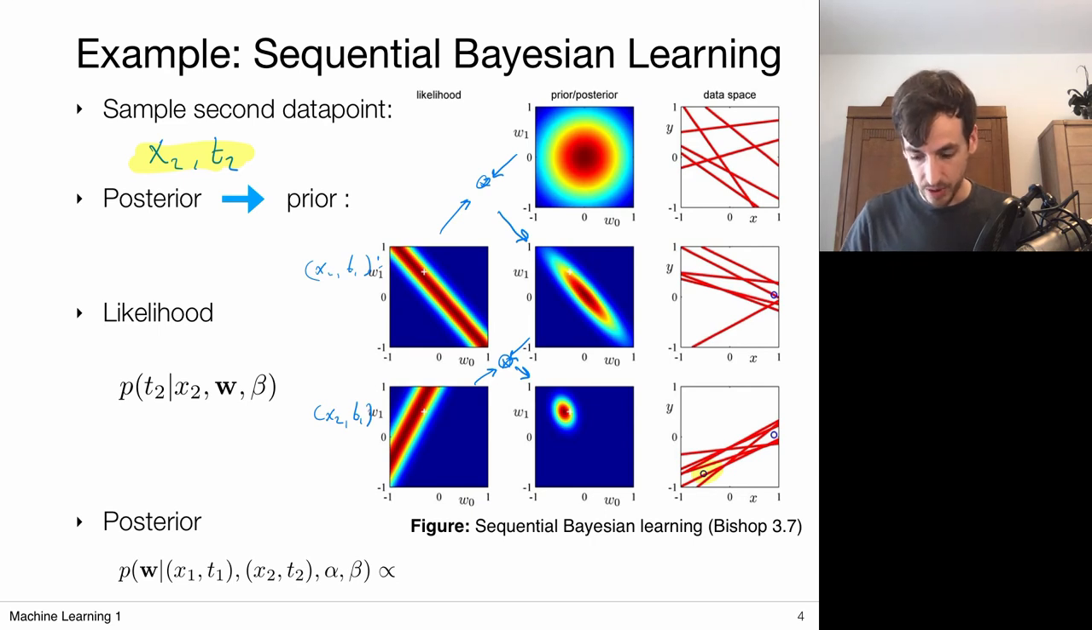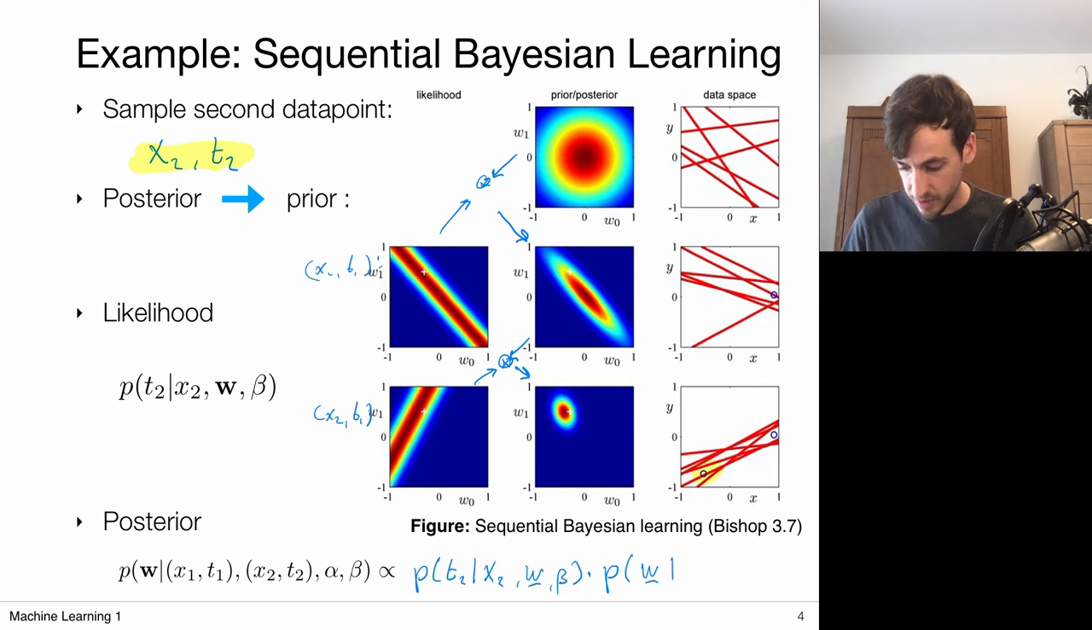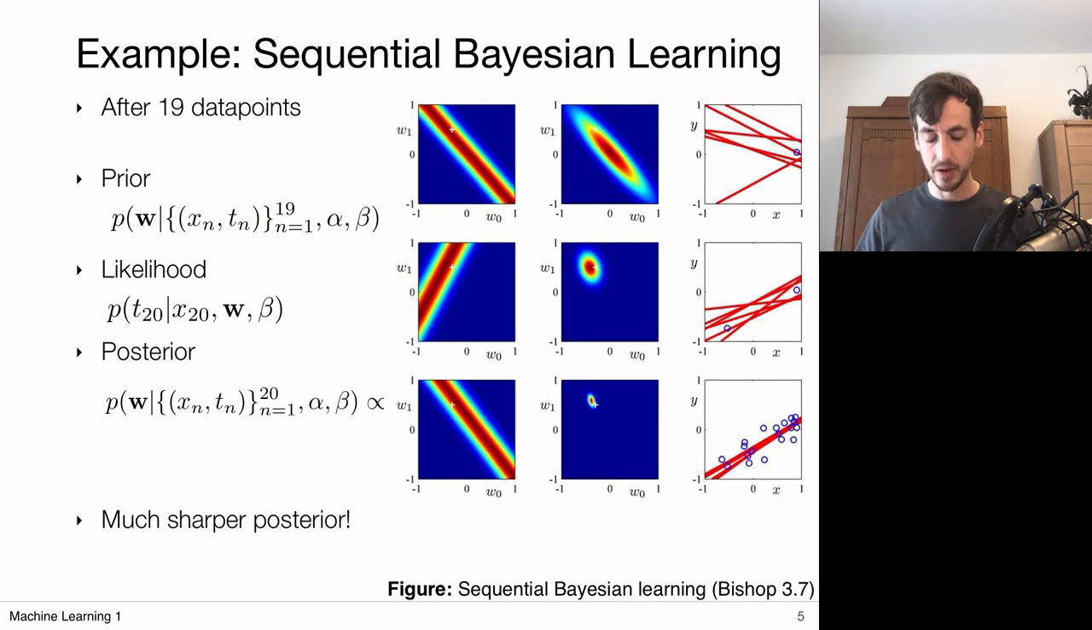And just to recap the update rule here, my new posterior was given by the likelihood of t2 given the corresponding x2 and given my model parameters, times the prior, and the prior which we had so far was actually the posterior given my previous data point x1, t1, and the corresponding hyperparameters. Okay, and we can of course keep on doing this. So let's say we at some point have observed x1, t1 up to 19 of these observations. And we iteratively update the posterior.